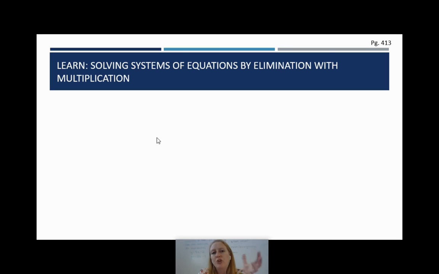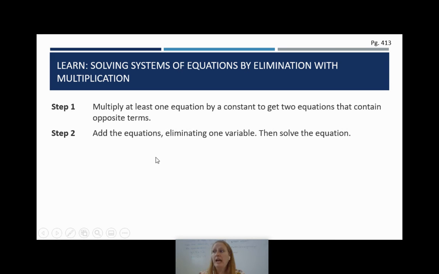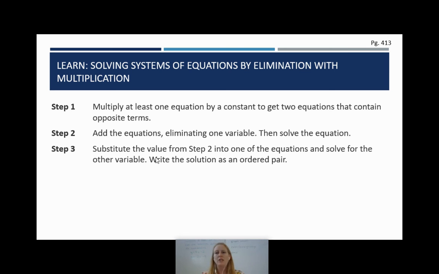This means that your first step is that you're going to have to multiply at least one equation by a constant to get two equations that contain opposite terms. If you're looking at that and you're like, I need my coefficients to be opposites, I don't have any opposites, multiply your equation by something to make opposites. And then step 2, add your equations, it'll eliminate 1, solve the equation, and then of course substitute that value from step 2 into one of the equations and solve for the other variable. Remember to write the solution as an ordered pair.